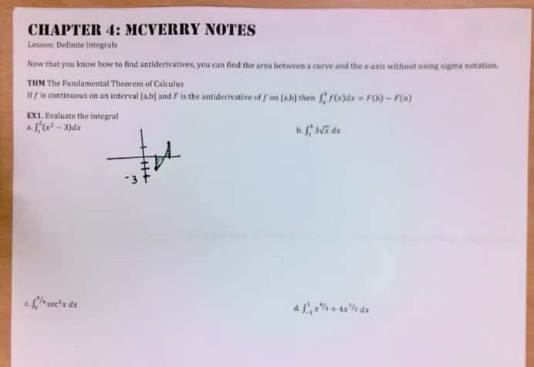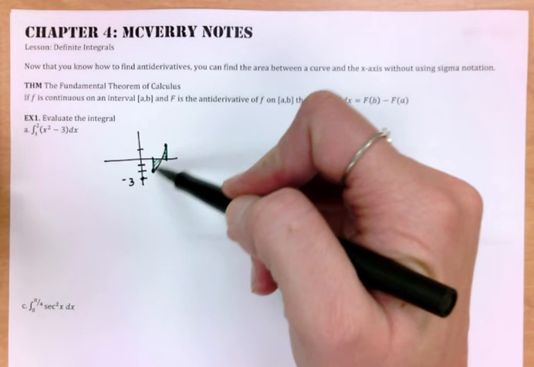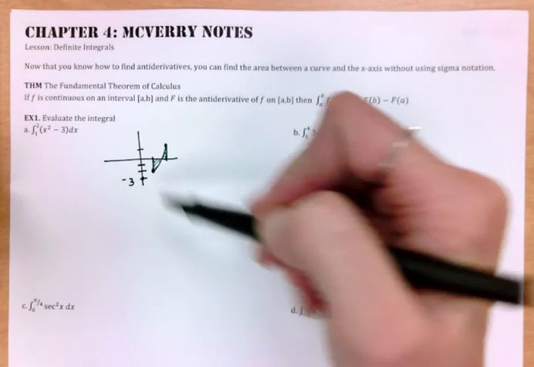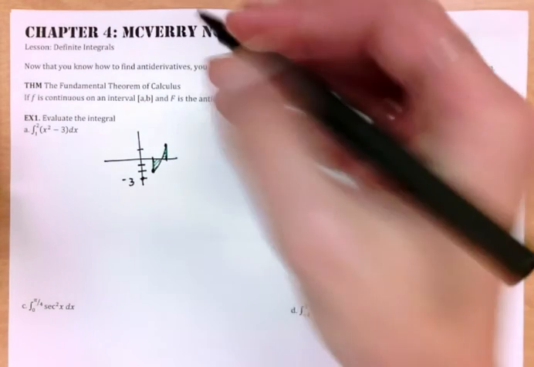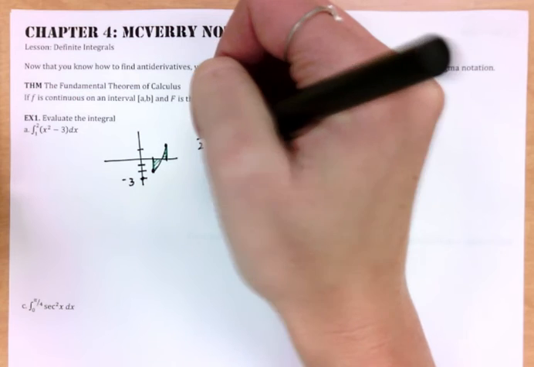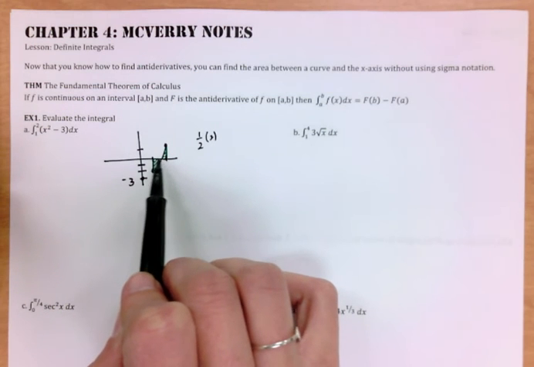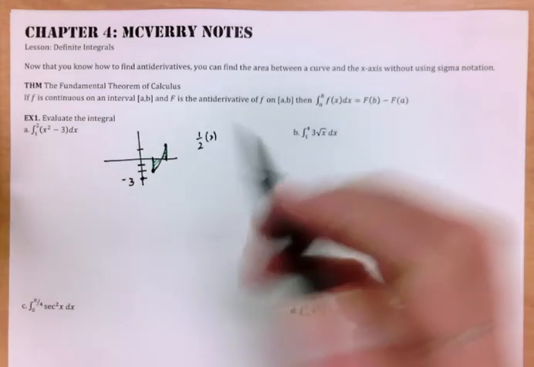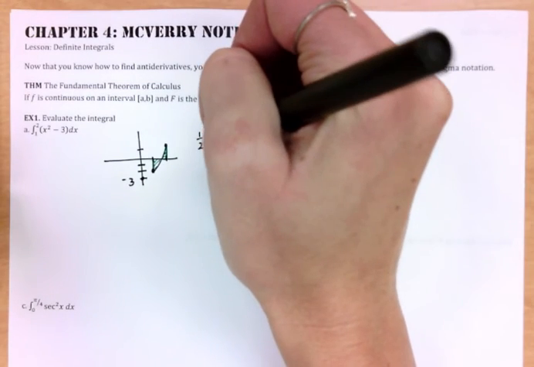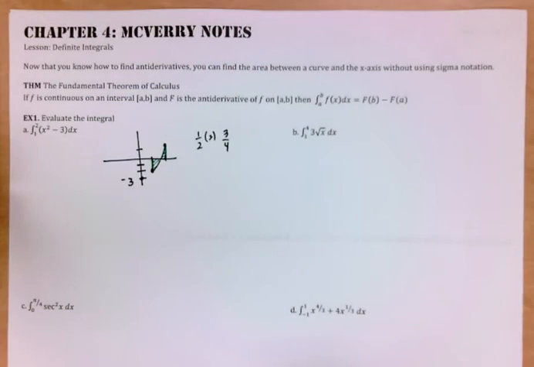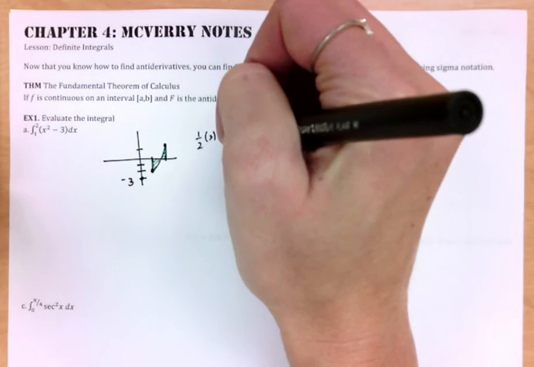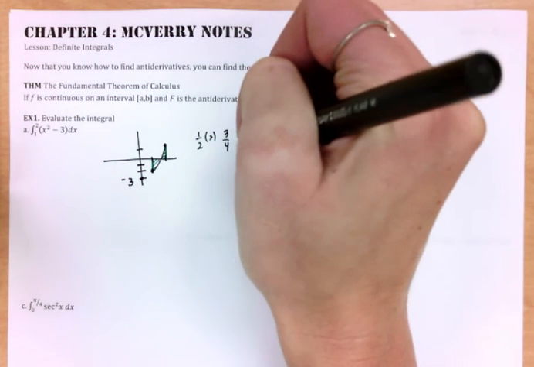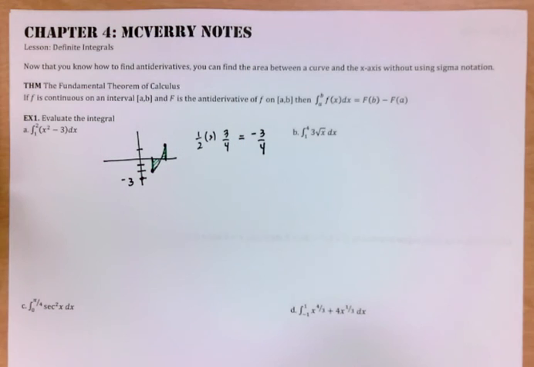If I want to estimate it, I can. This kind of looks like a triangle, so I could estimate it with a triangle formula, half base times height. I know my height is 2, and my base, I don't know, looks like 3/4 or something. So maybe it's 3/4. I'm not really sure, but it's an estimation. So this area down here would be 3/4. And that area would be negative, right, because it's below the x-axis. So that area is negative 3/4.